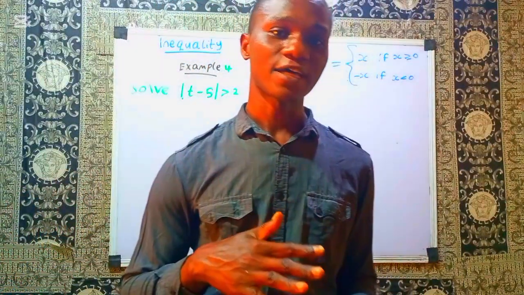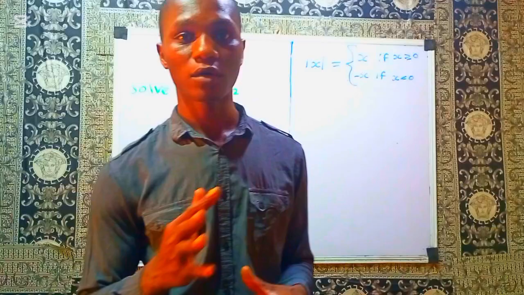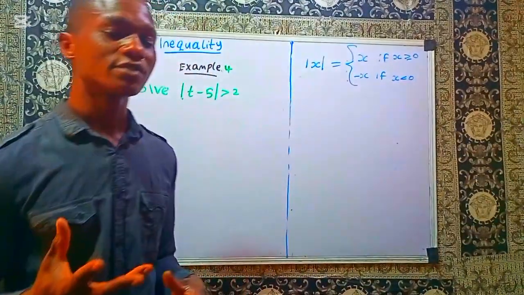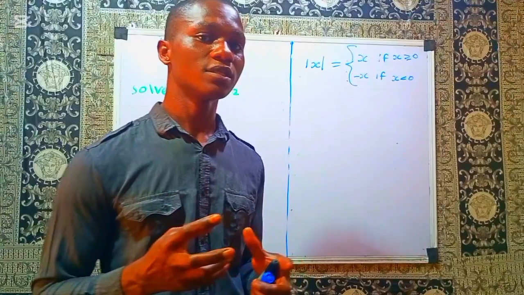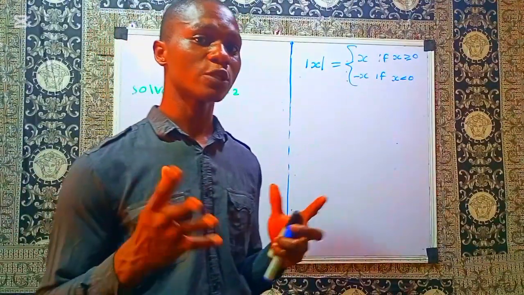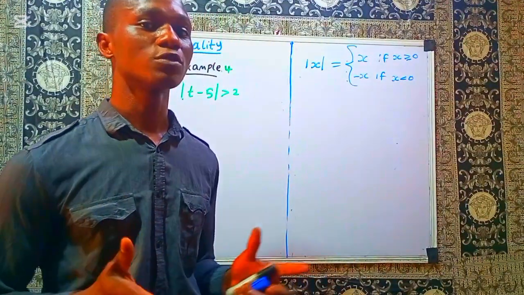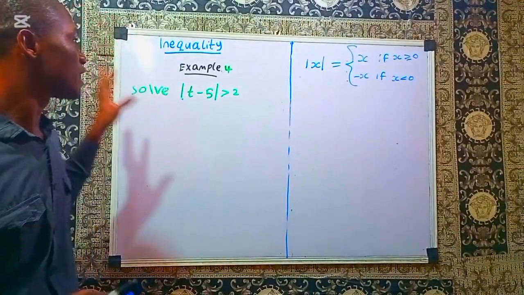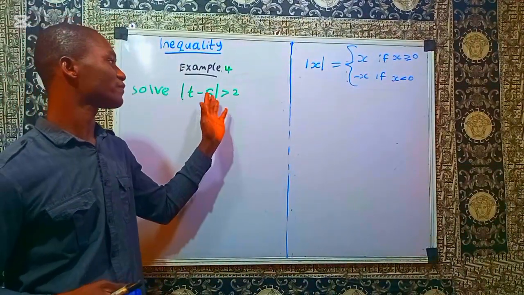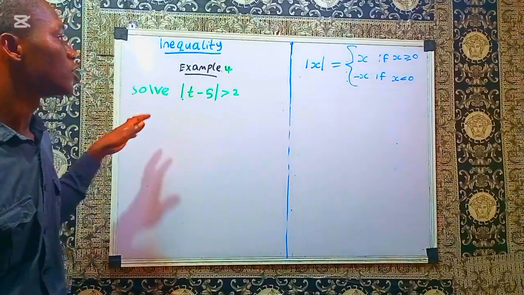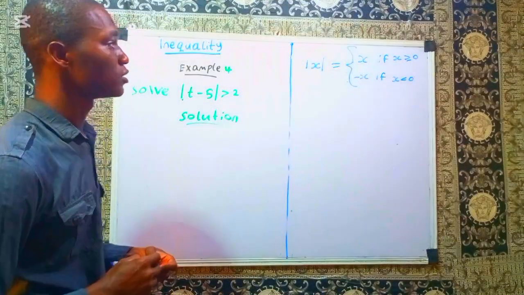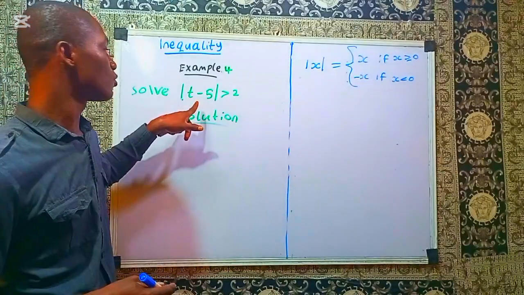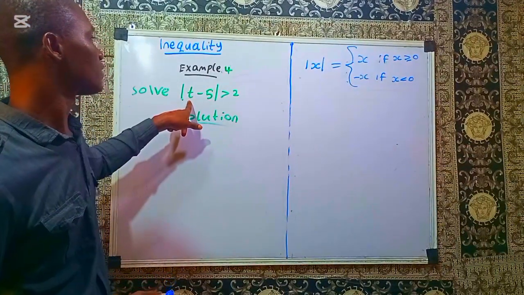In this class we'll be looking at this very question which I've already written down on the board, and which involves a problem on inequality that involves absolute value. You can see what is on the board here: we are to solve the absolute value of t minus 5 greater than 2. We're going to use the definition of absolute value, so that we will be able to understand what this absolute value is.